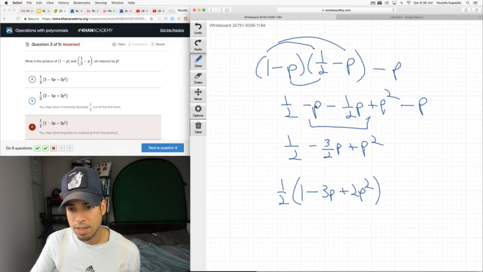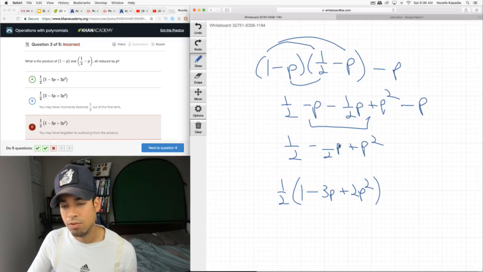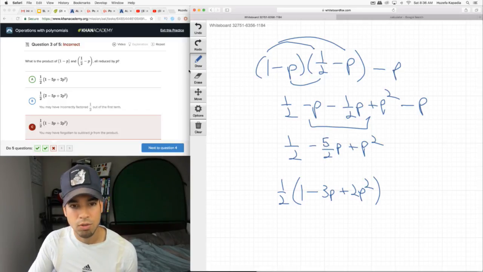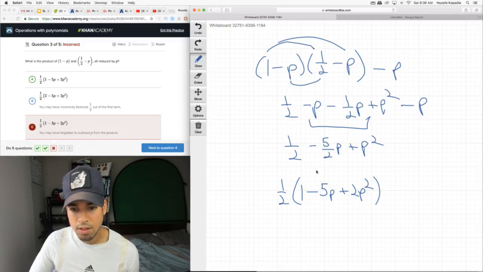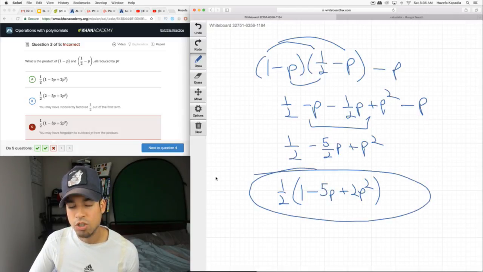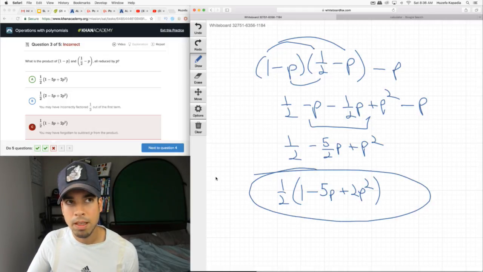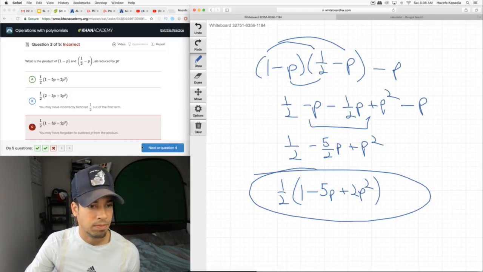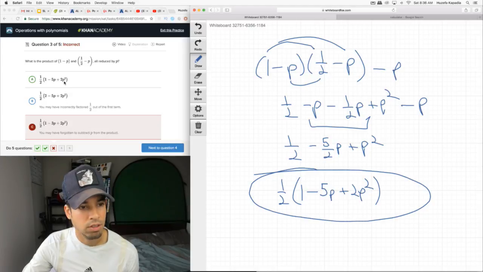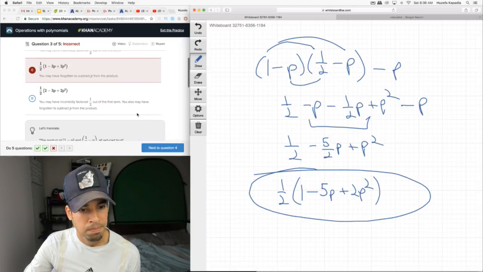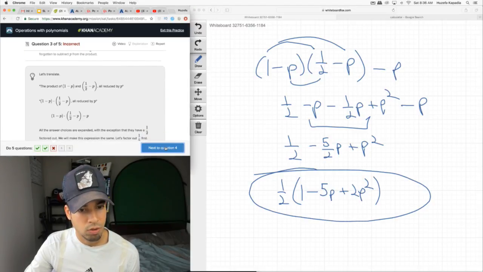Then we get negative p, negative p, negative 1/2 p. So this would be negative 5 over 2p. Because it's negative 2p minus 1/2, so negative 2.5 or negative 5 over 2. And that would make it 5. That's what they meant. So it was just, reduce was another synonym for subtraction. And that's why this guy is the right answer. Okay, that makes sense. All right, let's go to question 4.